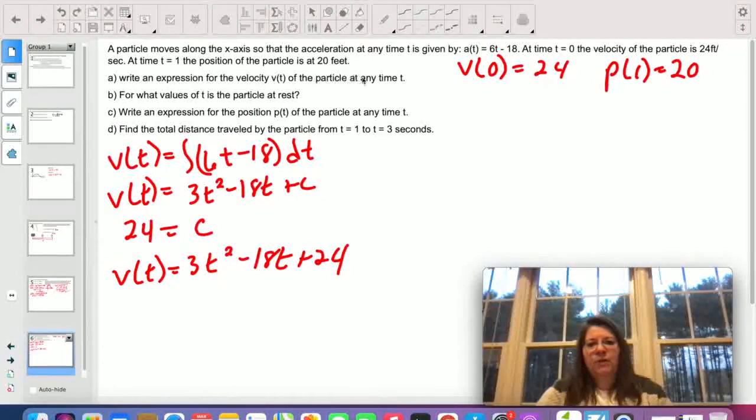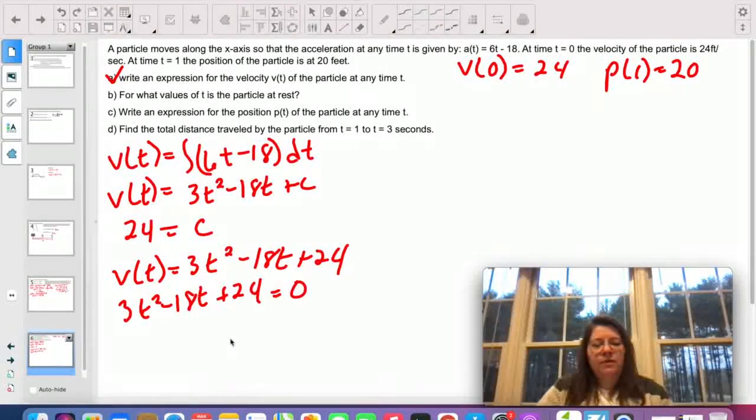That is the expression for the velocity function at any time t, so we have done part A. Part B says, for what value of t is the particle at rest? Well, our particle is at rest when the speed is 0. The speed is 0 when the velocity is equal to 0. So we're going to set the velocity function equal to 0 and solve.